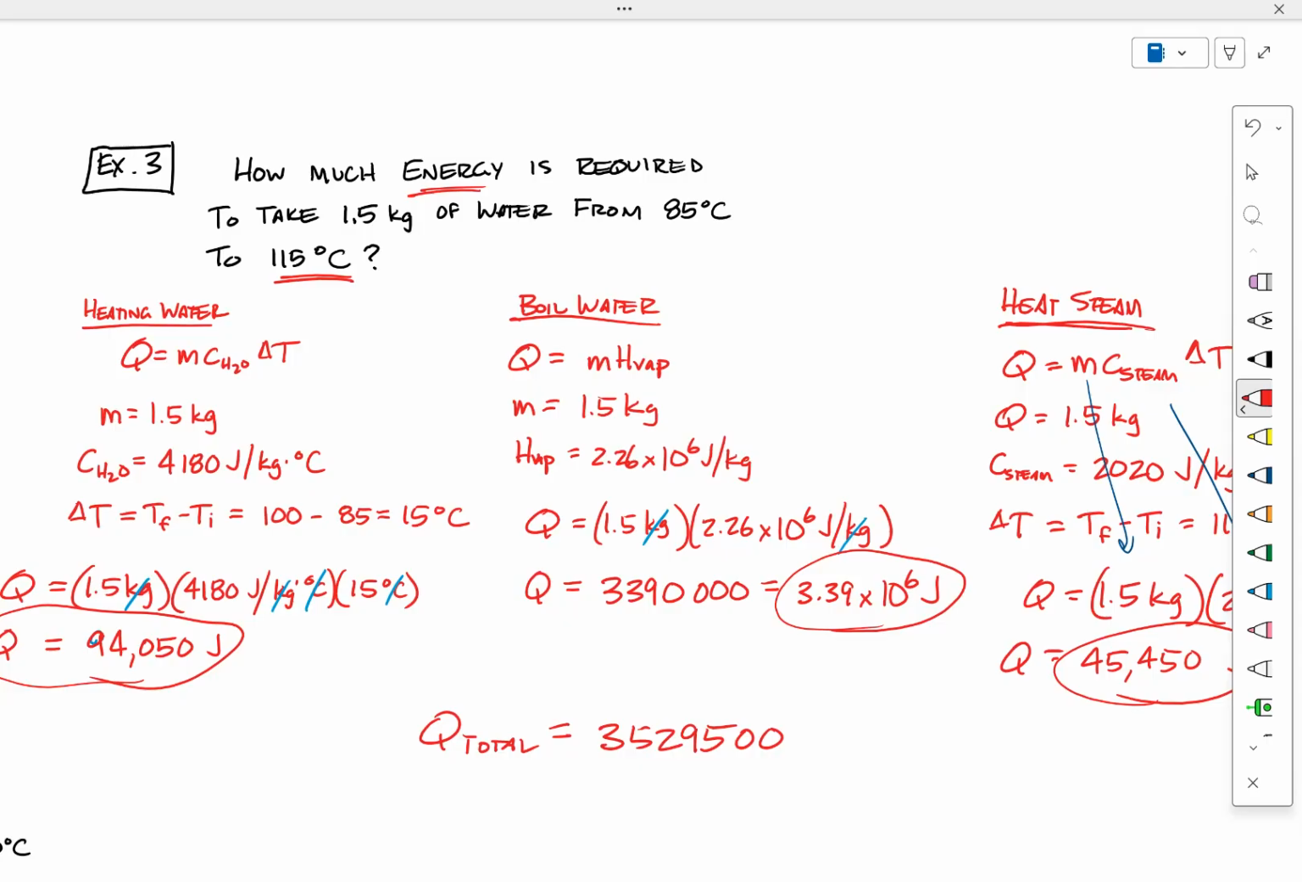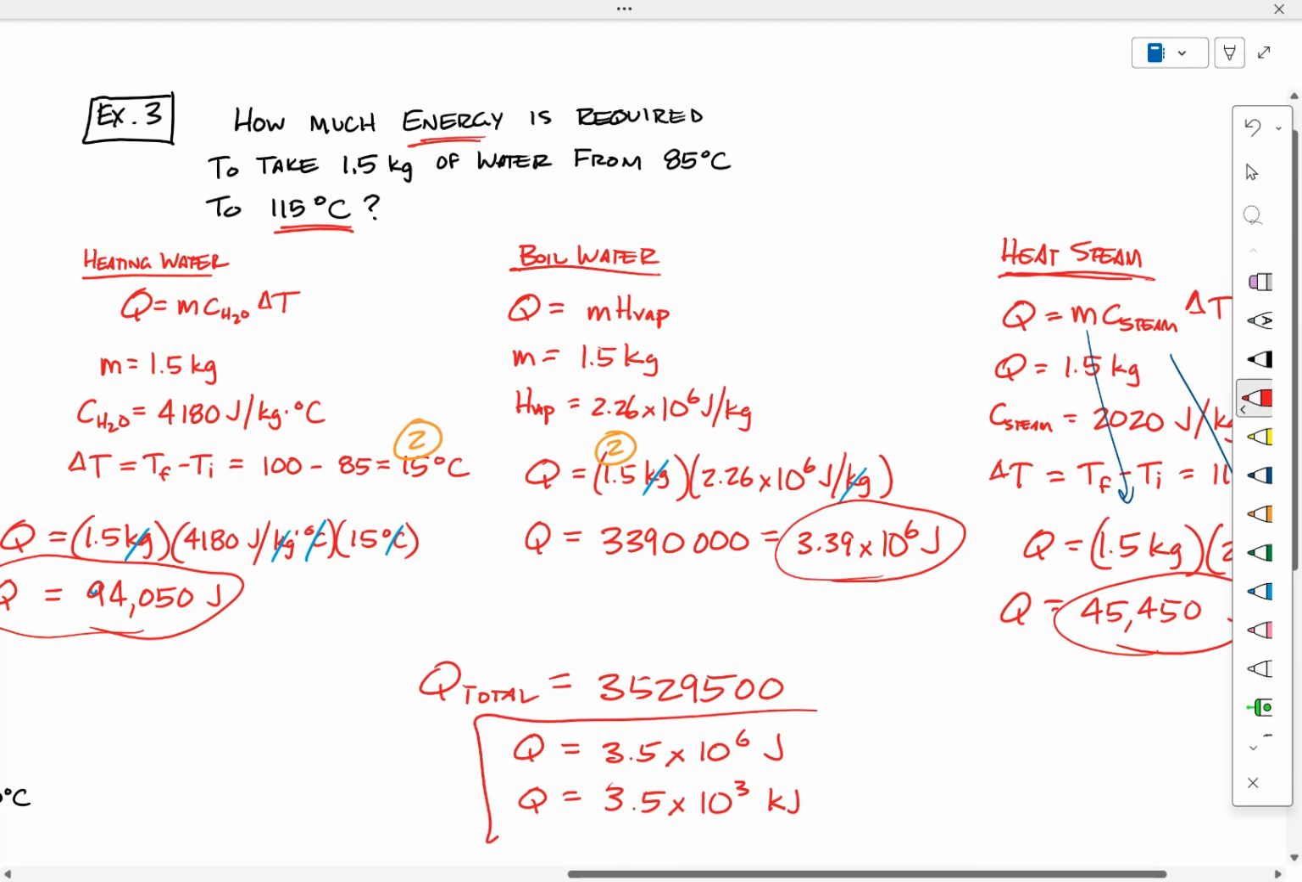This would be a good time to round that number off. I'll keep 2 sig figs on account of my mass having 2 and also my temperature changes having 2 significant digits. So in scientific notation with 2 sig figs, that heat is 3.5 times 10 to the 6th power. Those units are joules. We could also write that in kilojoules. Sometimes we do that with larger amounts of heat, and that would simply mean divide by 1,000, or 3.5 times 10 to the 3rd kilojoules of heat. Either one of those answers works.